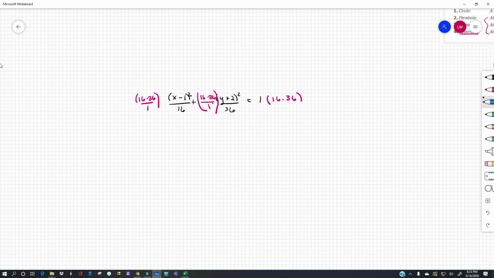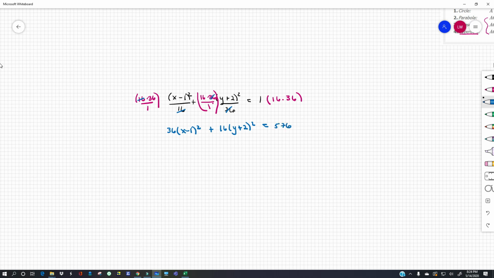So look, if I multiply these, the 16s cancel, right? So what I'm left with is 36 times (x minus 1) squared for the first term. That's all that's left, right? 36 times this. Bring down the plus. Over here, the 36s are going to cancel. So I'm left with 16 times (y plus 2) quantity squared. And 16 times 36 is 576. Okay, so this is 576.